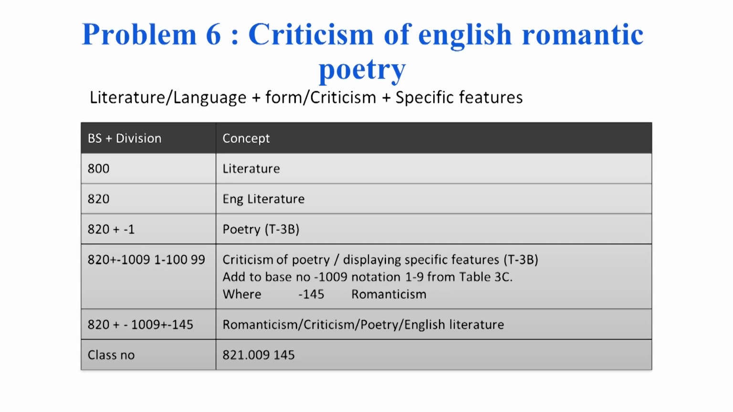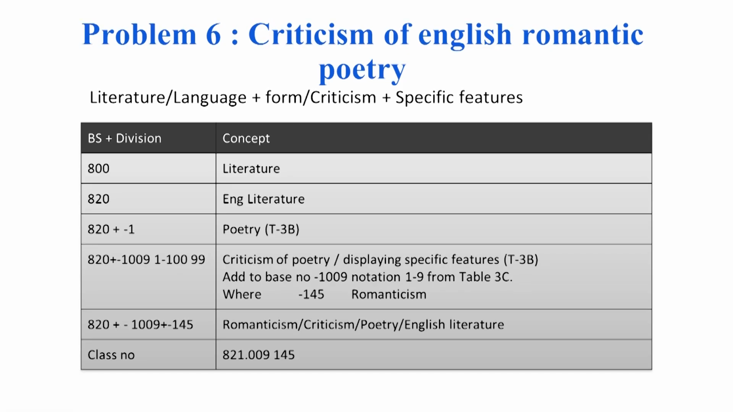So the class number would be 821.009145. When it is a collection of English romantic poetry, the number will have 8 for collection, then the 0, then 145 appearing. In the case of criticism it is almost similar. The difference is collection and criticism. So for criticism 009 will appear, otherwise before the number it is the same.